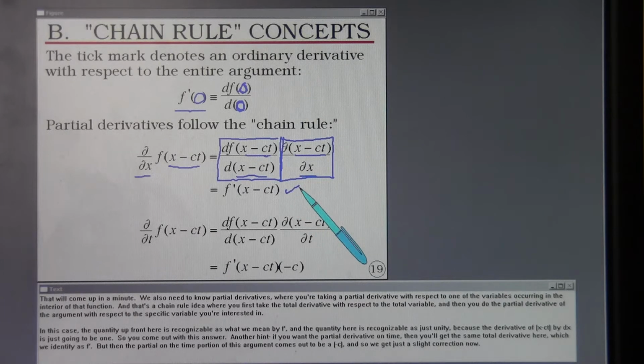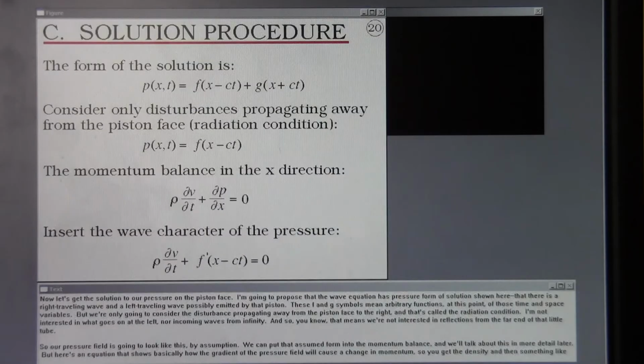On the other hand, if you want the partial derivative on time, then you'll get this same total derivative here, which we identify as f prime, but then the partial on the time portion of this argument comes out to be minus c, and so we get just a slight correction now.